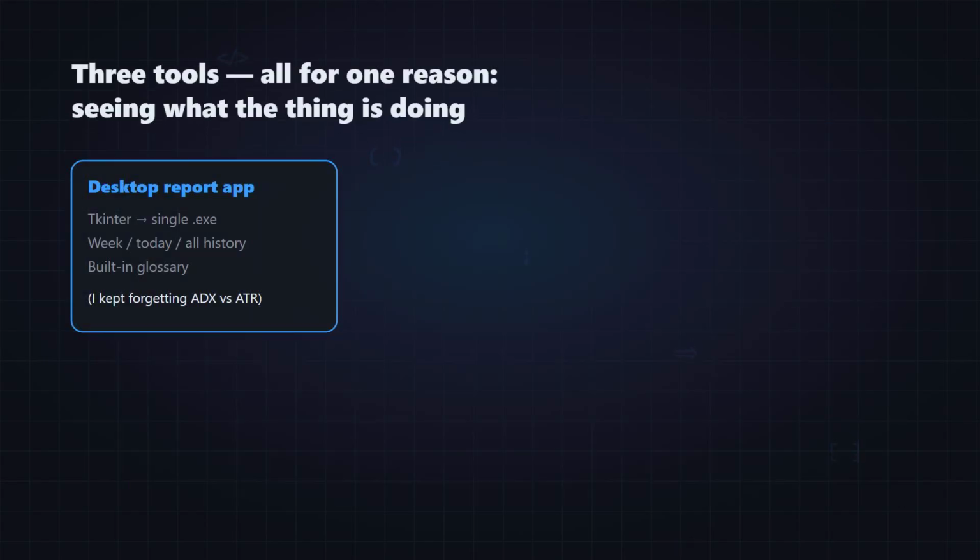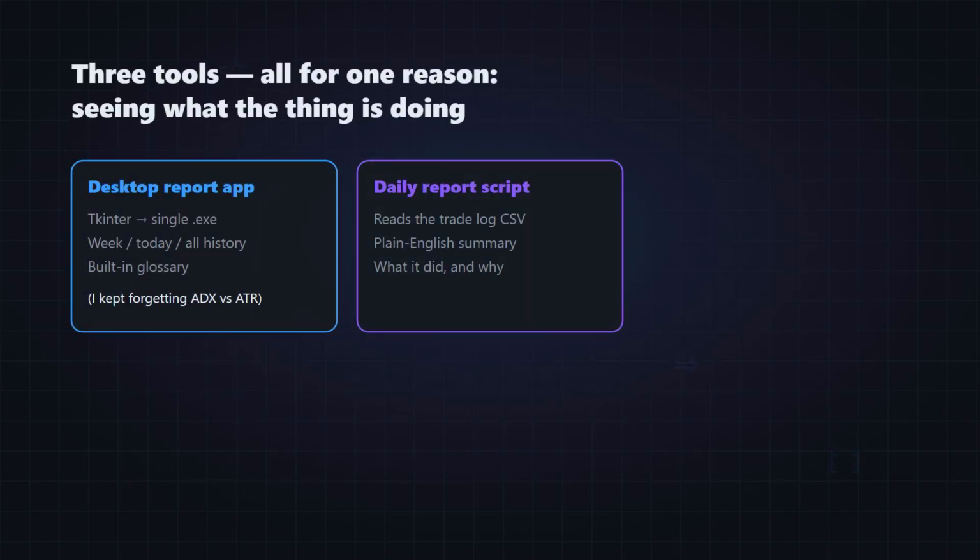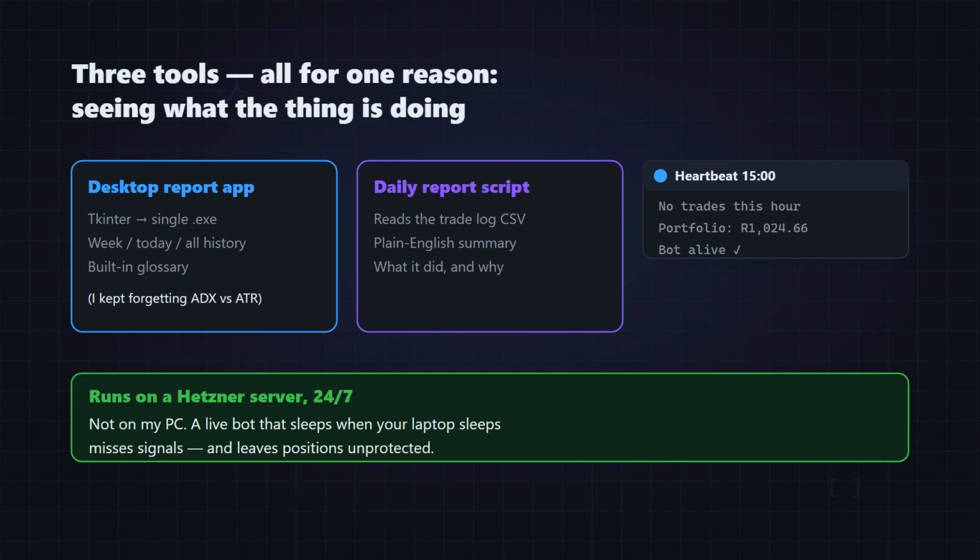Alongside the bot, 3 tools got built, and all 3 exist because of the same need. Seeing what the thing is doing. There is a desktop report app, written with Tkinter and packaged as a single Windows executable, with a built-in glossary, because I kept forgetting what the abbreviations meant. There is a command line daily report that reads the trade log and explains in plain English what happened and why. And there is the heartbeat email, which replaced getting a notification for every single trade, because that got noisy fast. The whole thing runs on a Hetzner server, so it does not depend on my PC being awake.